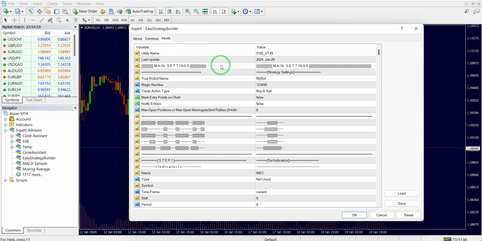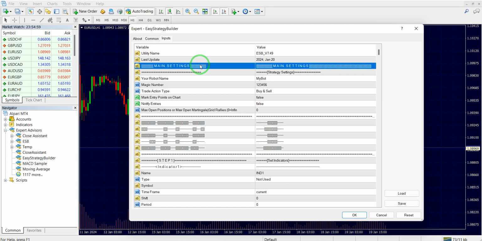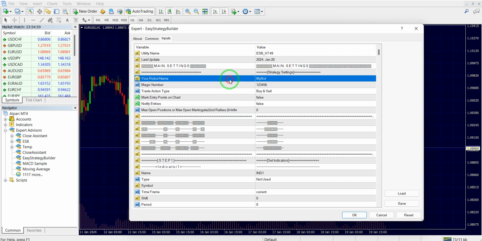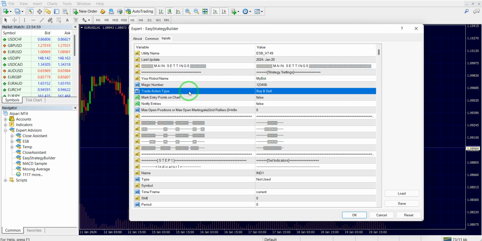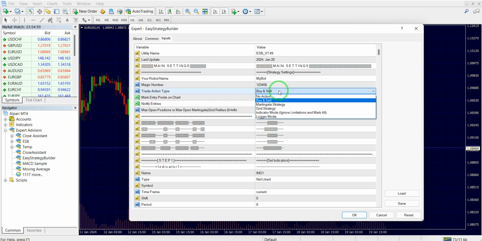The Easiest Strategy Builder settings have different sections. The first section is main settings, which is about the general settings or general configuration of the strategy. Whatever strategy you have, you need to put a name for it. You need to add a magic number for it. You need to decide about the trade action type, which is whether your strategy needs to buy and sell, that means open buys and sells.